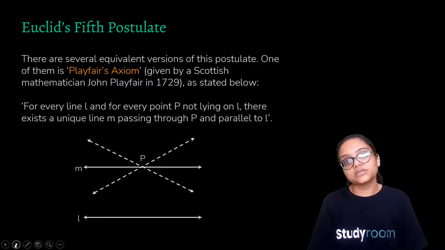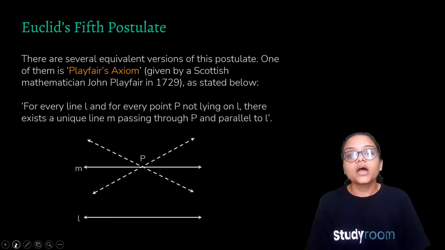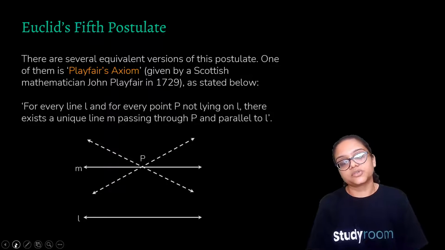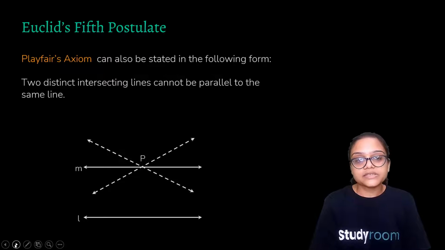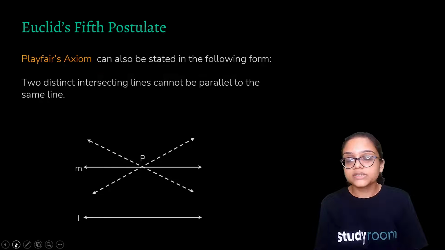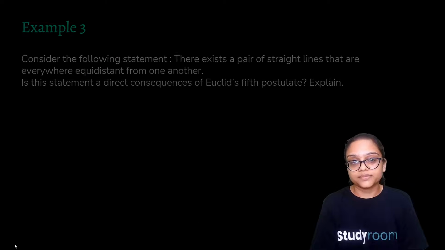So here comes Euclid's postulate. There are several equivalent versions of this postulate. One is Playfair's axiom, given by the Scottish mathematician John Playfair. It is stated as follows: for every line L and for every point P not lying on L, there exists a unique line M passing through P and parallel to L. Playfair's axiom can also be stated in the following form: two distinct intersecting lines cannot be parallel to the same line. So if they are intersecting, they cannot be parallel to the same line.